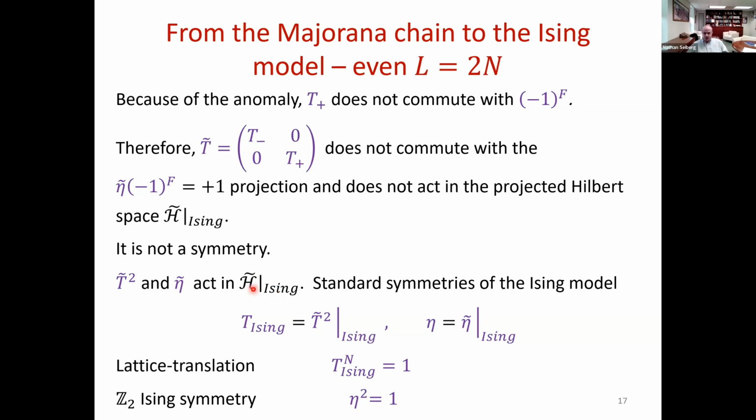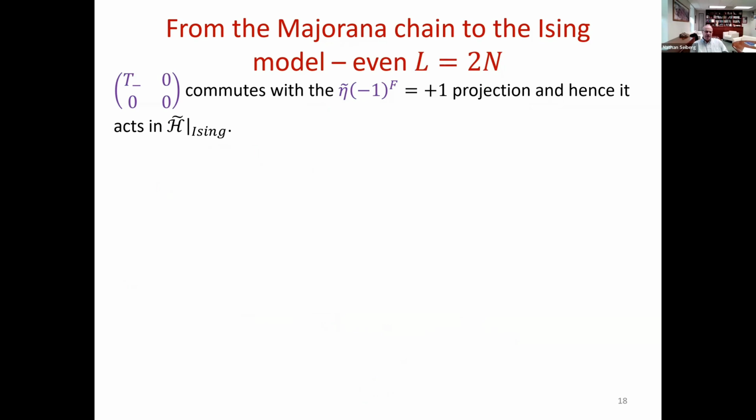So we end up with 2 symmetries, T Ising, which is the fermionic translation squared projected to the Ising subspace, and eta, which is a Z2 symmetry, which is the symmetry in the big Hilbert space projected to this smaller Hilbert space. And they satisfy this algebra. Since we took the fermionic translation squared, we can raise the Ising translation only to the nth power to find 1. And this is the Z2 of Ising. So far, it is extremely conventional. And in fact, everything I've said so far here is in one form or another in the literature. Now we'll say something that also exists in the literature, but from a totally different perspective.